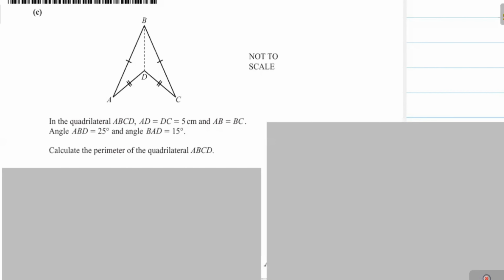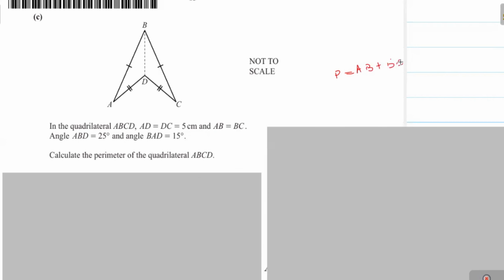The perimeter of quadrilateral ABCD will be equal to AB length plus BC length plus AD length plus DC length. AB length is not given here, but AD length is 5 and DC is 5. Therefore, we can write AB plus BC plus 10. Now, if we calculate the length of AB, we can calculate the perimeter of this figure.